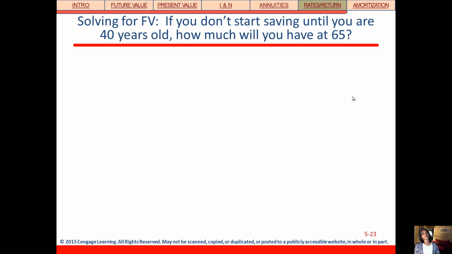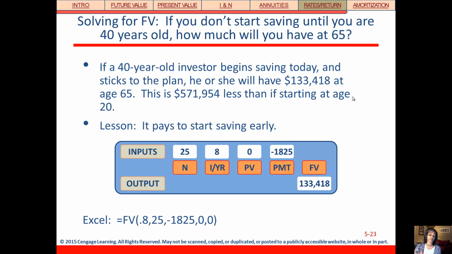So now, remember, she was 20. What if she doesn't get started when she's 20 and she doesn't start until she's 40? So now she only has 25 years to save instead of 45 years to save. So we're going to switch in 25 instead of 45, and look what a difference it makes.